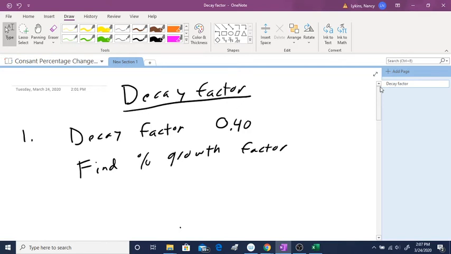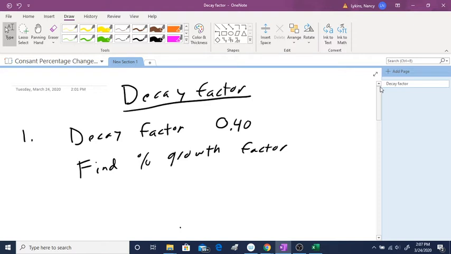Okay, welcome back to the second part of this percentage change. Now I'm going to talk about decay factor. Before we talked about growth factor, but now I'm going to throw in decay factor. So when we're talking about decay factor, think about depreciation. In our previous lessons, we've talked about the A value would have to be between 0 and 1. Well, in this case, if you're looking at this decay factor, it is 0.4.